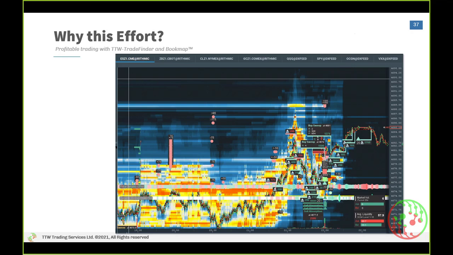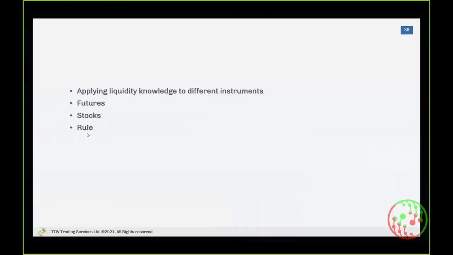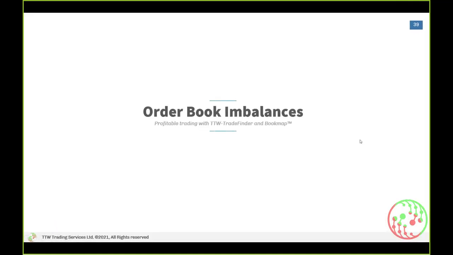How should we proceed? Do you have some time? Should we add another hour this afternoon, your time, US time, this evening here in Europe, to discuss order book imbalances?